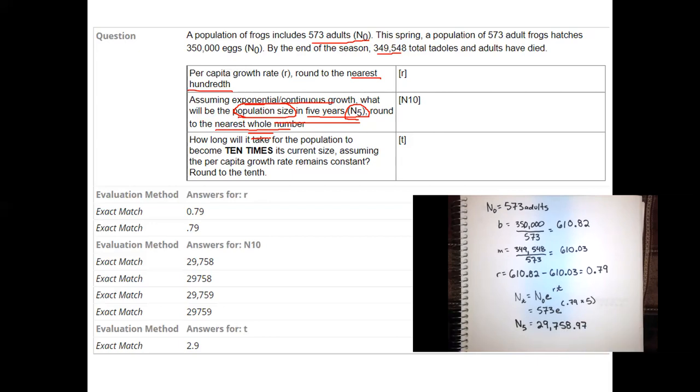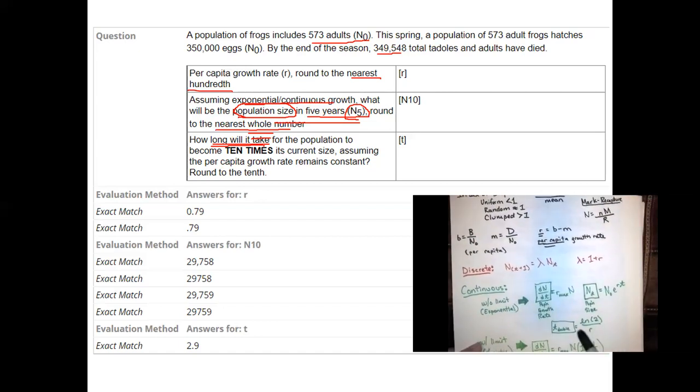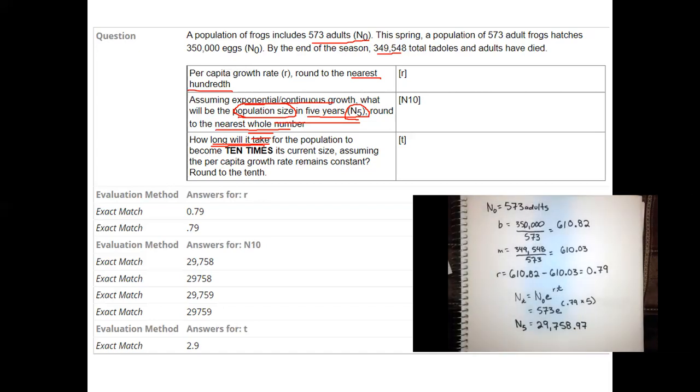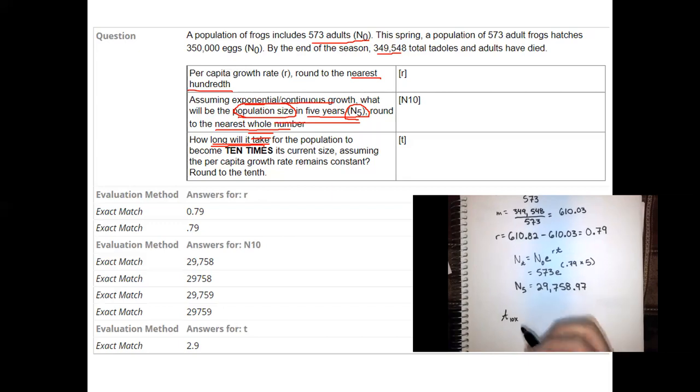Finally, the question is asking you how long will it take, how many years is it going to take for the population to be 10 times the size? Again, assuming exponential or continuous growth. And so for that, we would use this equation right here. How much time, not the size. We know the size. We are asking about the time it would take to, in this case, increase tenfold. So for this last part, t, how much time would it take to be 10 times as large?